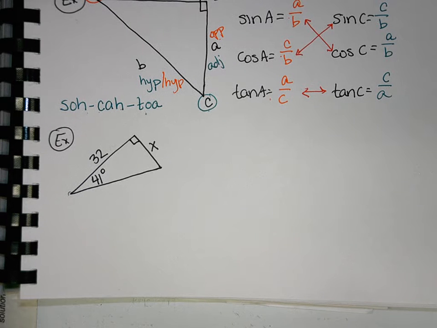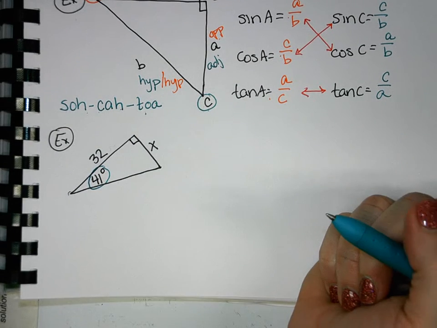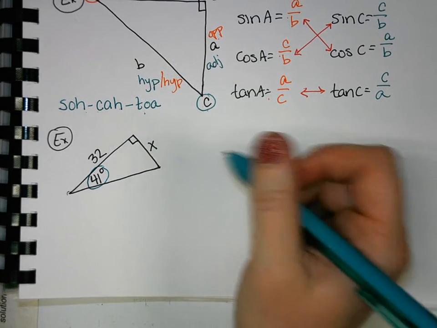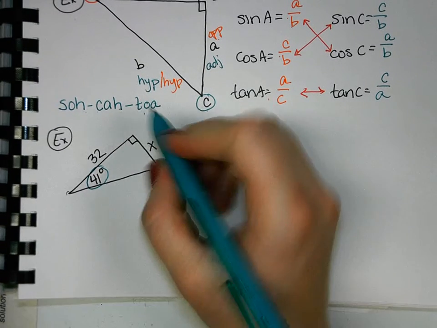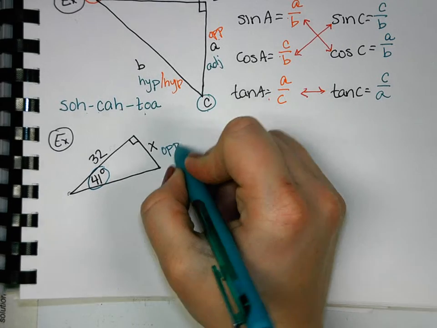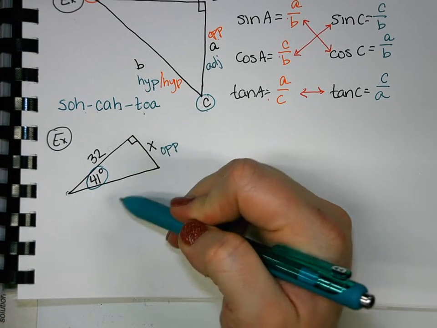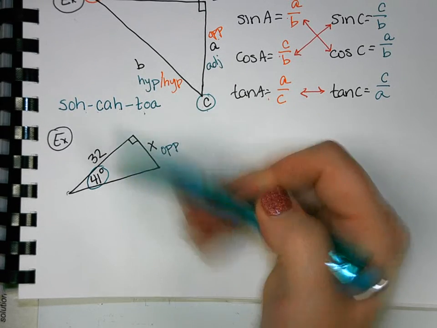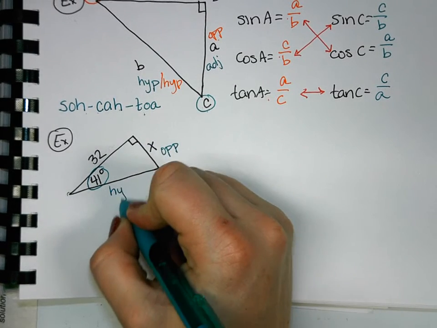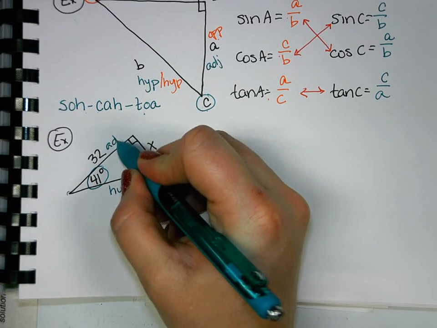So first thing you want to do, circle your angle so you know which one you're looking at, and label opposite, adjacent, and hypotenuse. So which side is opposite of 41? X. Which side is the hypotenuse? Not 32. What's across from the 90? The blank side. So our blank side's the hypotenuse, meaning adjacent would be the 32.